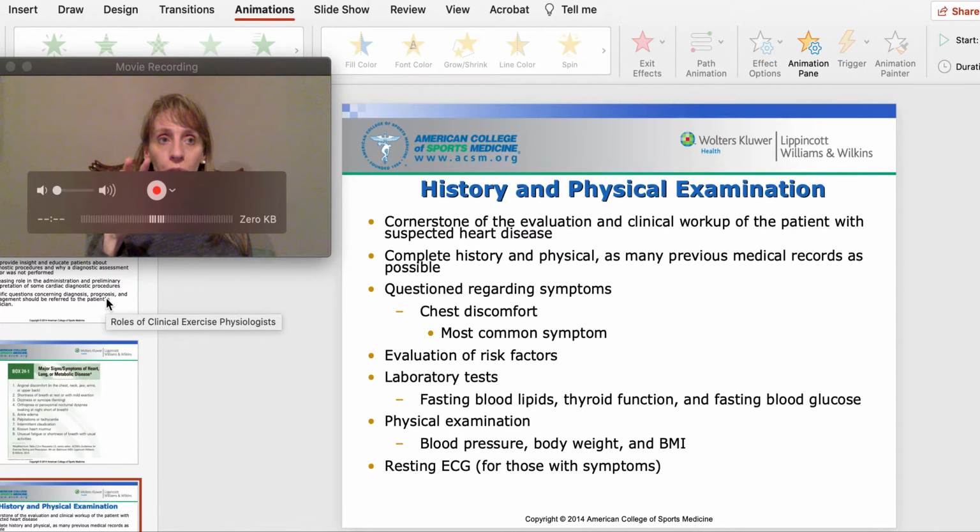So again, the cornerstone of your treatment with your clients is data, information. You need to know them, right? So complete history, physical exam, lots of information about what led up to them having a heart attack or open heart surgery. What are their symptoms? Describe the symptoms in their own words. Again, arm, chest, back, jaw. Evaluate risk factors.